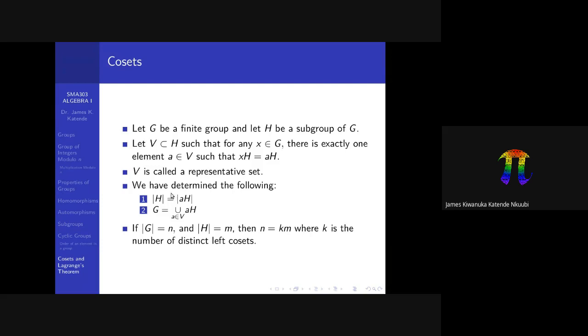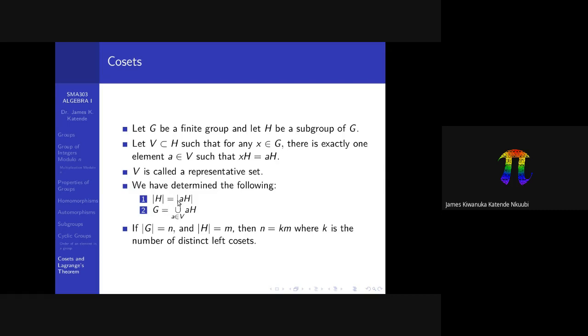So now, under these circumstances, if the order of G is n, so the number of elements in G is equal to n, and since G is a finite group, H will also be a finite group, and therefore it will have a finite number of elements. Let's call them M.